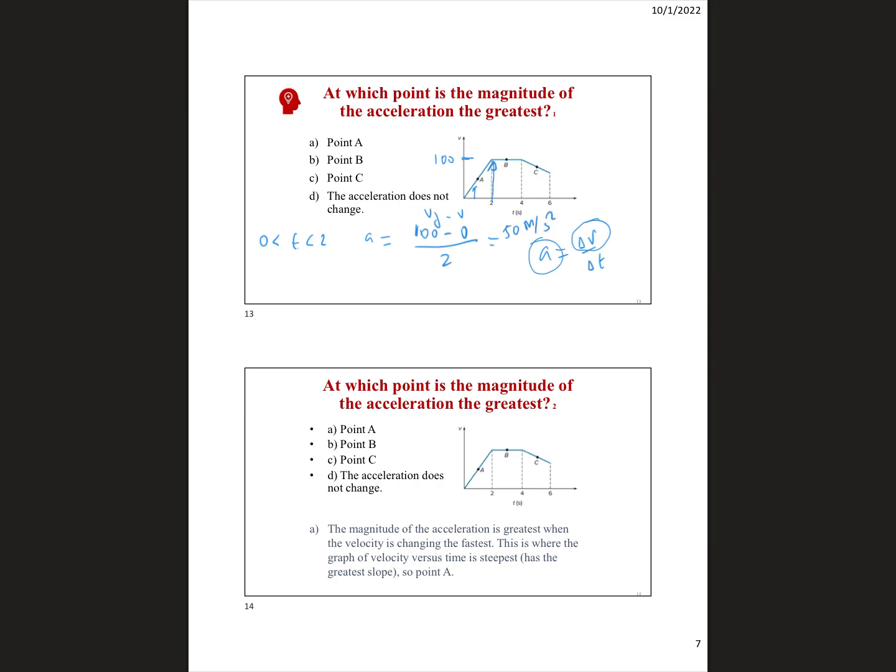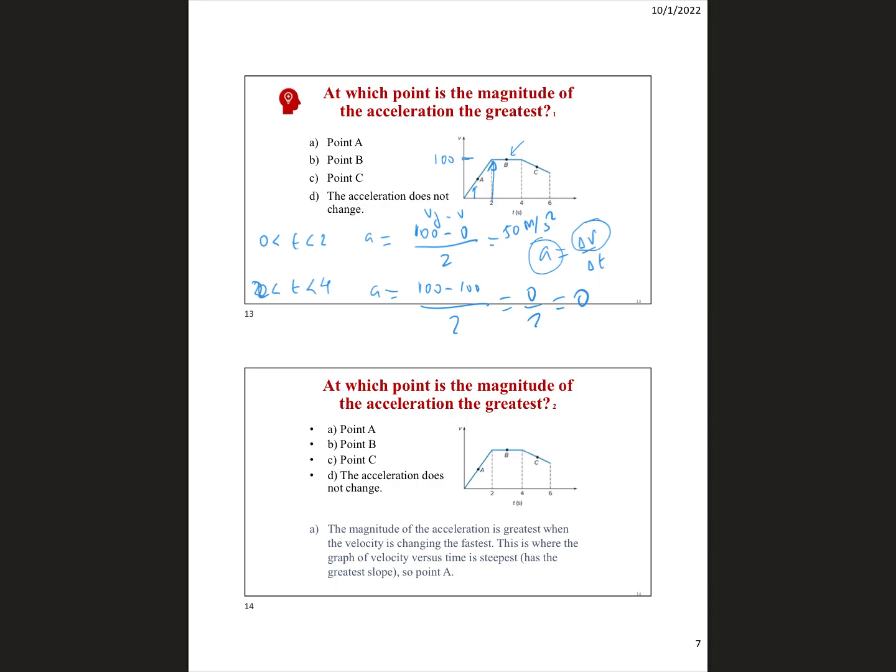Between 2 and 4, the acceleration is again the change in velocity. But at the point B, there is no change in velocity, because V final is 100 and V initial is 100 on this interval of time. Divided by 2, 0 divided by 2 is 0. So it means that the acceleration in this interval of time is 0. There is no change in velocity.